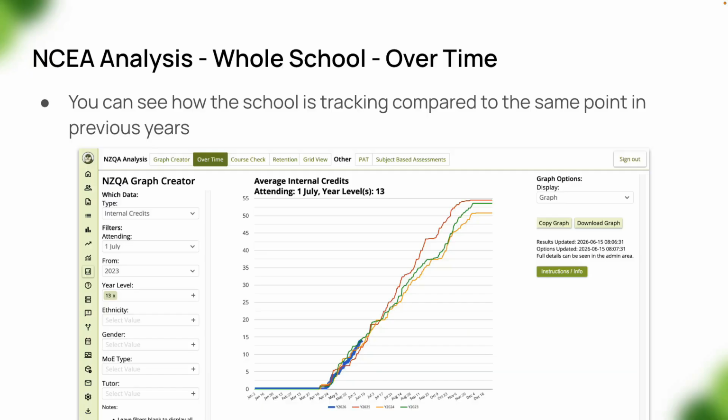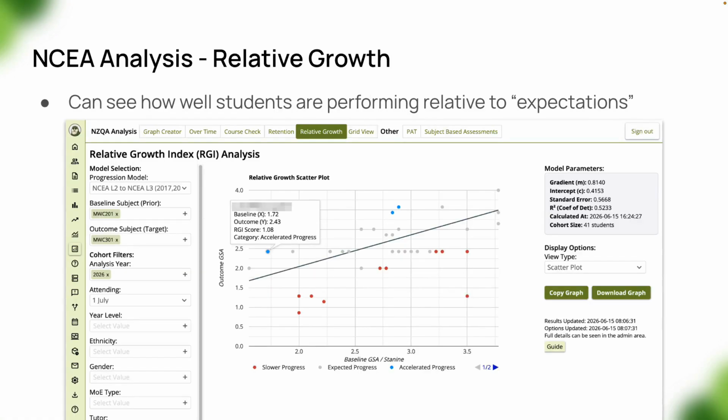NCEA analysis, whole school over time. So this blue line here represents the current year. The other three lines represent the other years. So you can go, cool, are we tracking above in terms of average credits that the students have got? About the same or below? So this school for their year 13s is very much tracking right in line with where they have previously. Particularly with year 11s, with the changes to the standards, that was an interesting one to track with the new standards coming through. There's obviously quite a bit of difference there because there's a lot more externals now, there's less internals, and those internals are bigger chunks of standards.